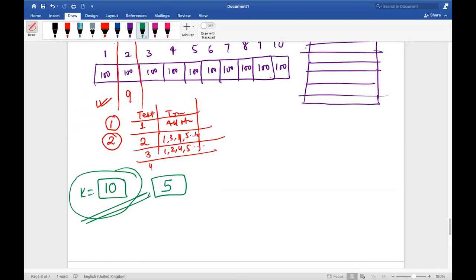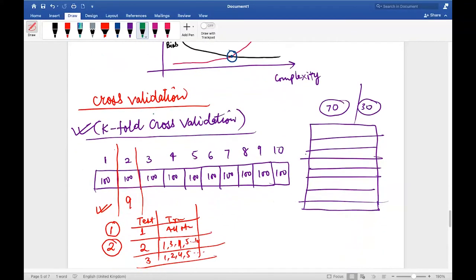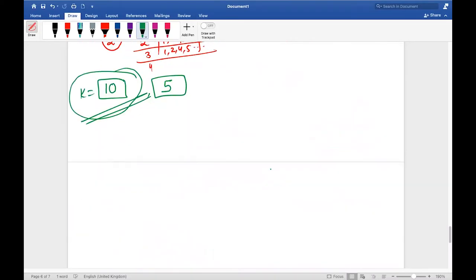And then what you will do? In your college project, you will say that I'm using 10-fold cross validation. What does that mean? You're dividing your whole data set into 10 parts, right? And you are using one part for testing, all others for training.